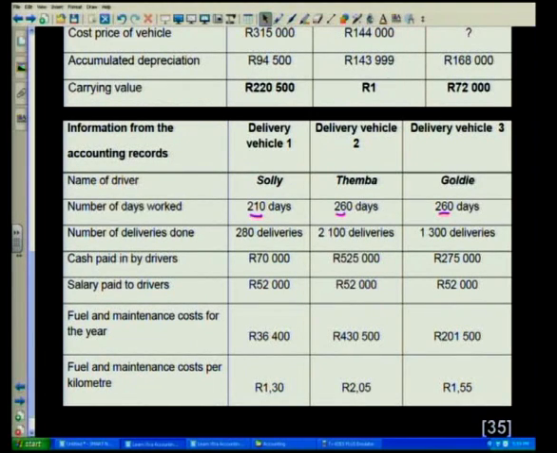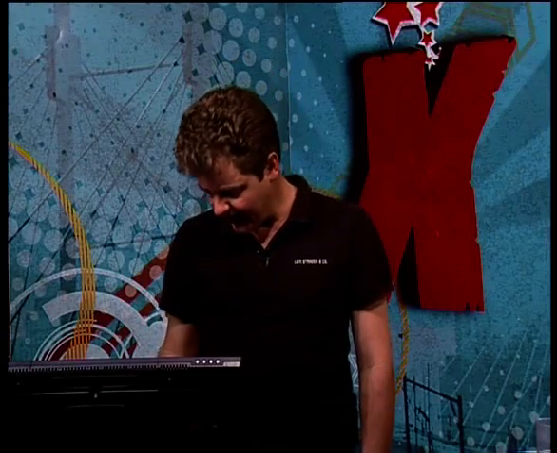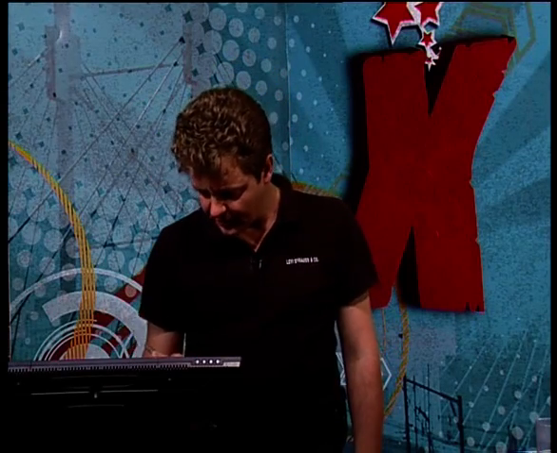Can you see that delivery vehicle 1 has done only 280 deliveries, as opposed to 2,100 deliveries from driver 2 and 1,300 deliveries from driver 3. For 210 days worked, he's done only 280 deliveries. That's not even 2 deliveries per day. So we would need to investigate, why is the driver producing so few deliveries?